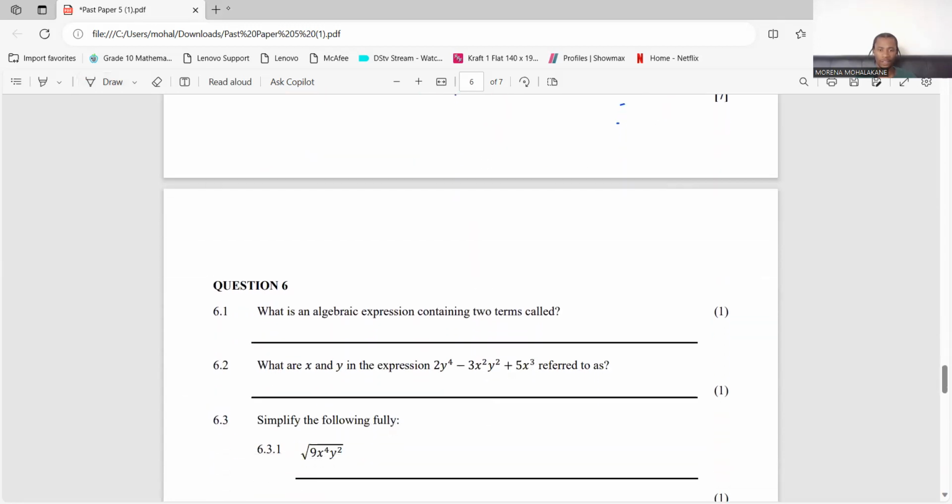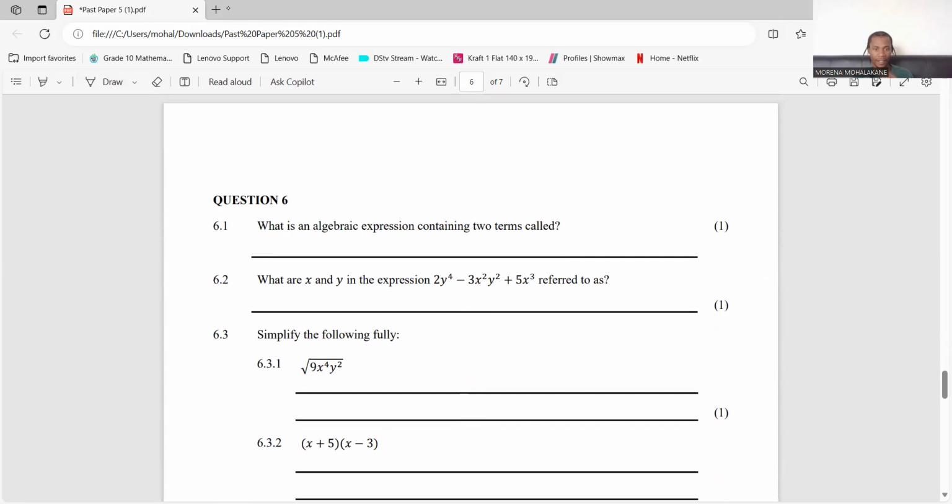Then that will be for question 6. Question 6, what is an algebraic expression containing two terms called? This one, they're giving you answers, they're giving you marks. Binomial, isn't it? Binomial. What are x and y in the expression referred to as? Variables?